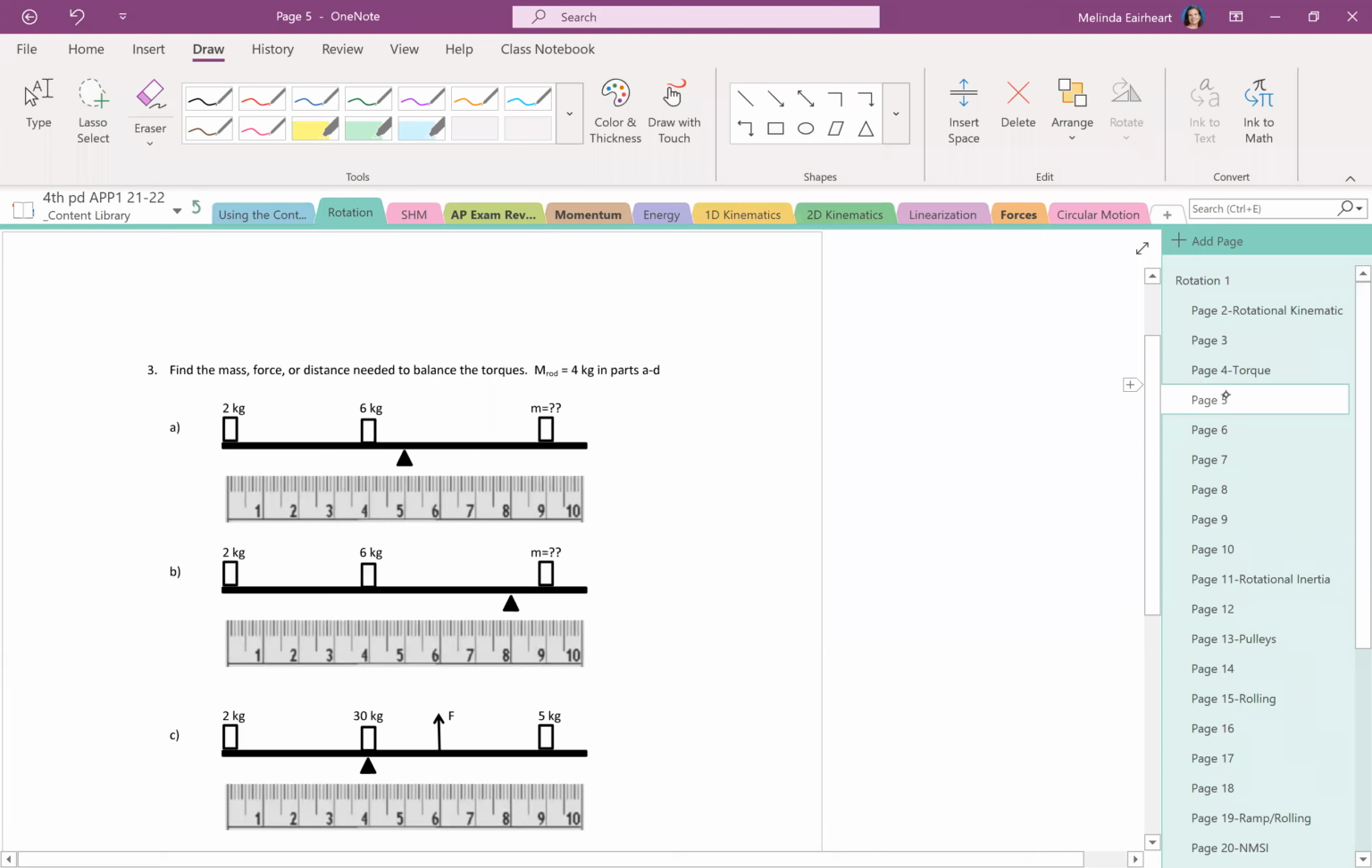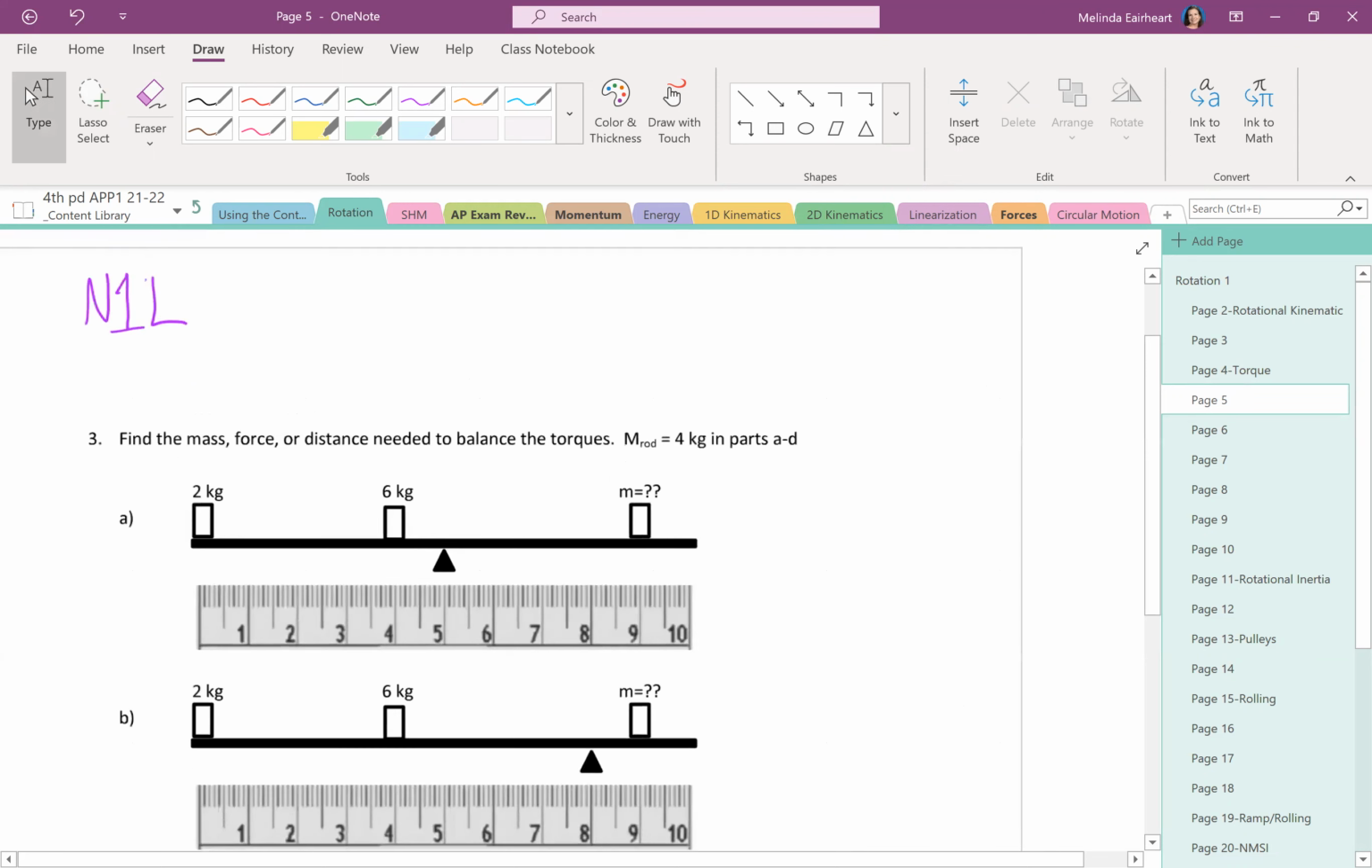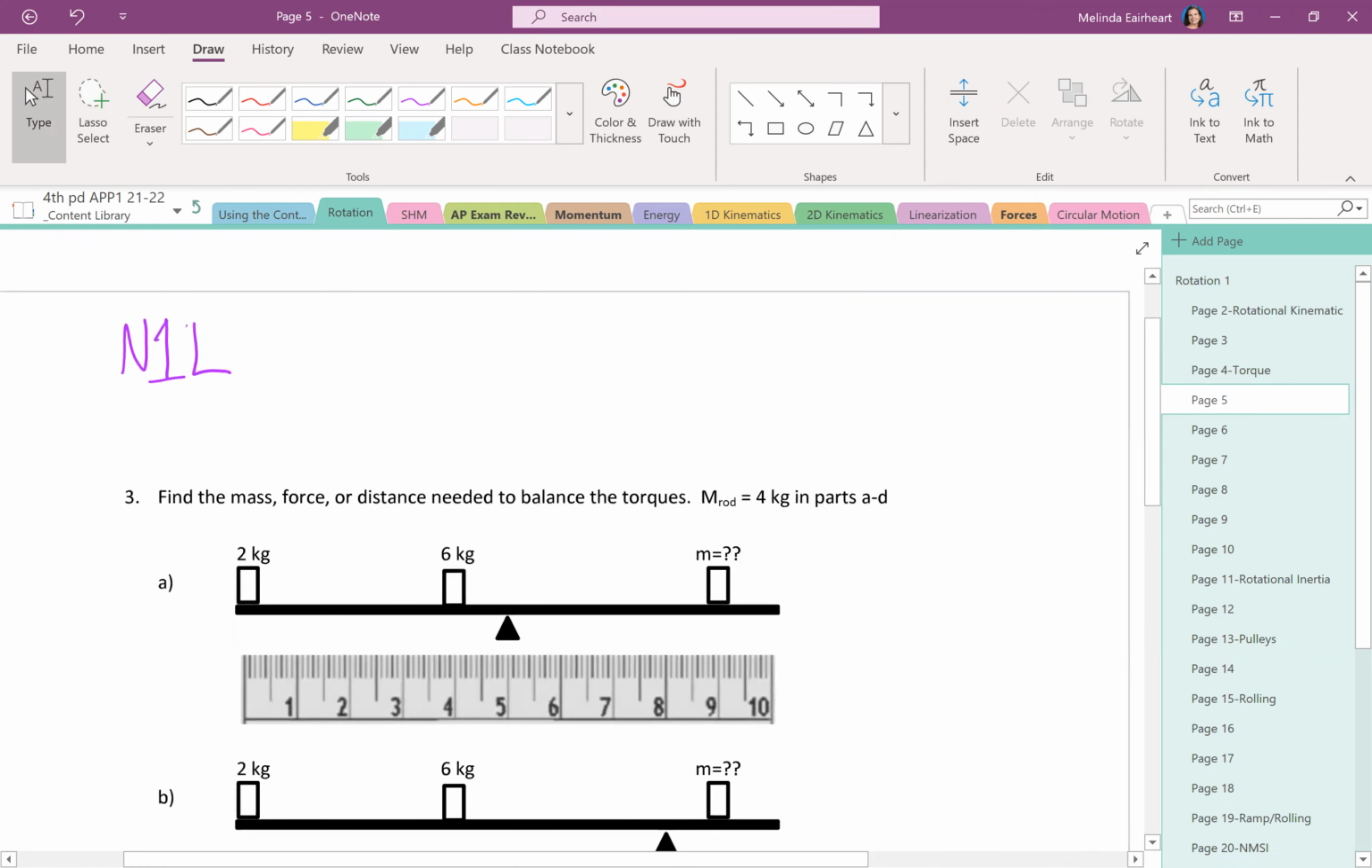We got this meter stick. It says find the mass, force, or distance needed to balance the torques. Balance, equilibrium, Newton's first law. Maybe we need a little lesson. Last time I gave you Newton's second law as it applied to torque. When you have a net torque, that's how we get an angular acceleration. But what if everything balances?